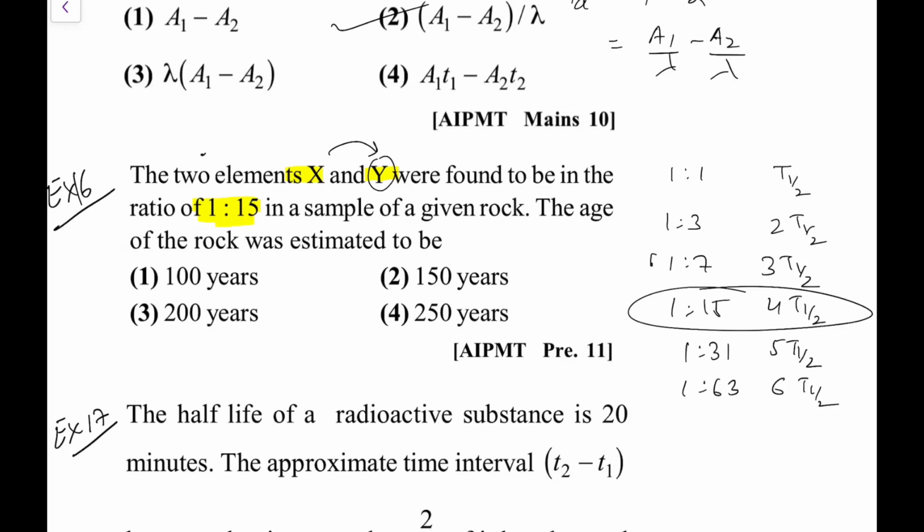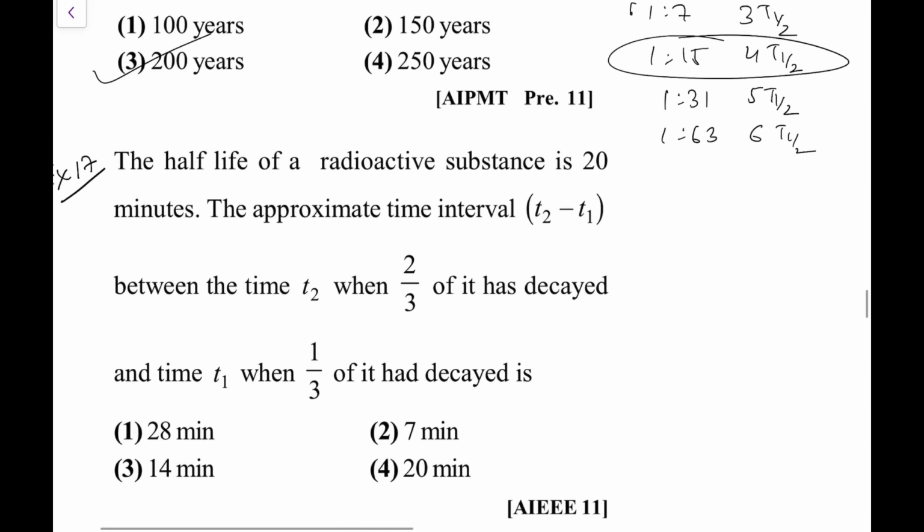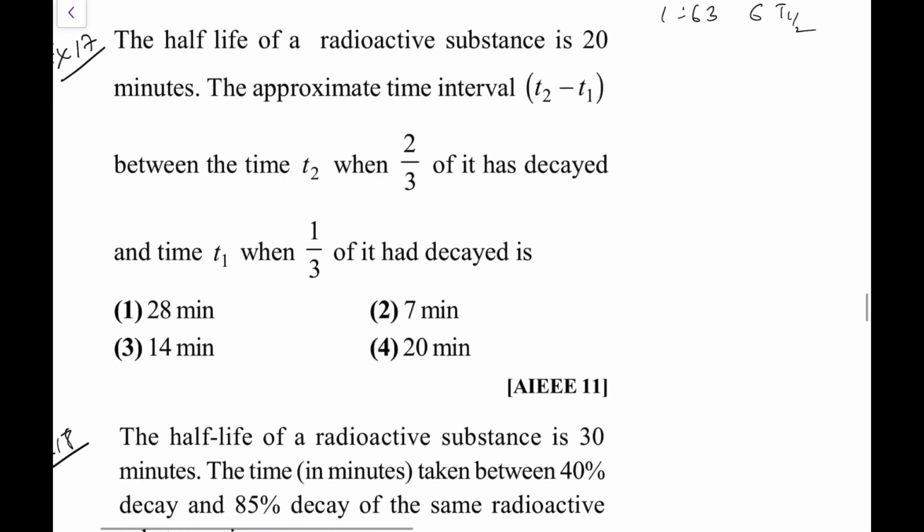Actually it was a mistake when I took the screenshot, the 2 lines were missing. So the first 2 lines read: half-life of an isotope is 50 years and it decays into another element Y which is stable. So here 4 T half and 50 years is the half-life, so we can go for 200 years. Next one.